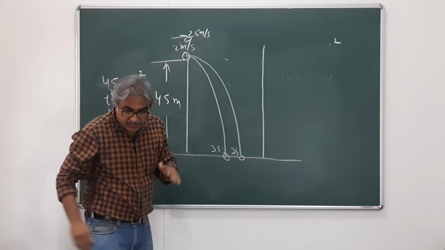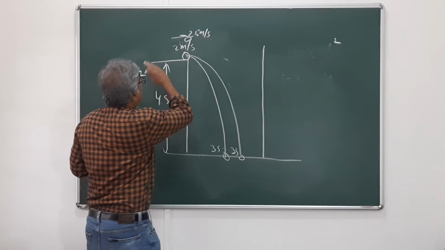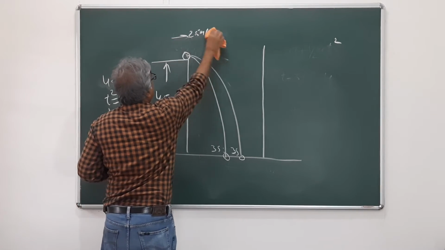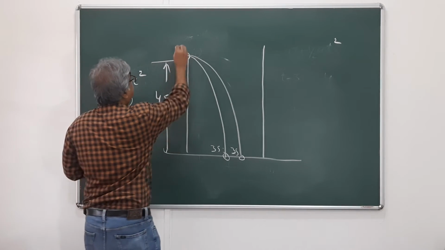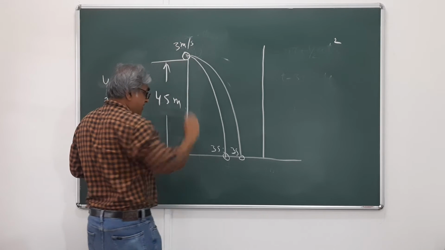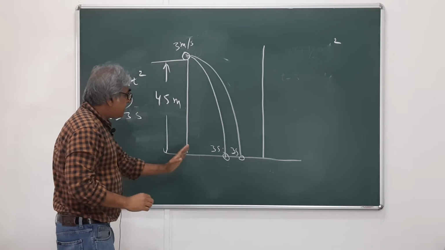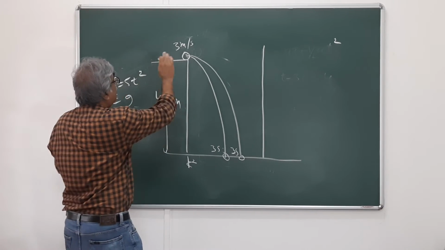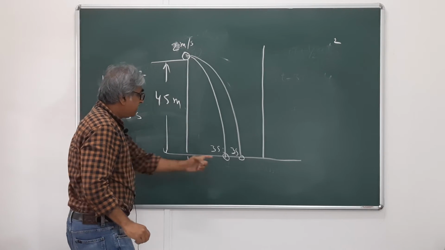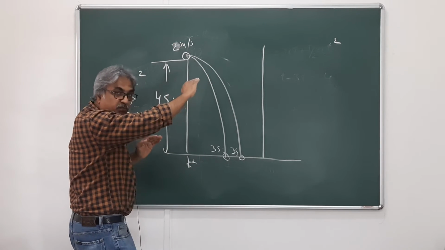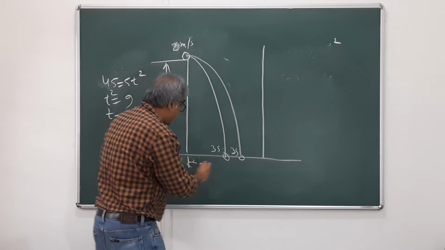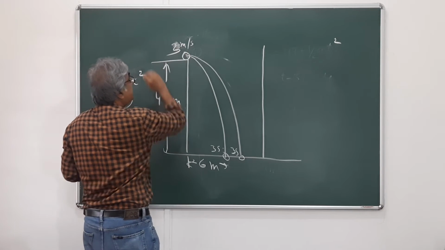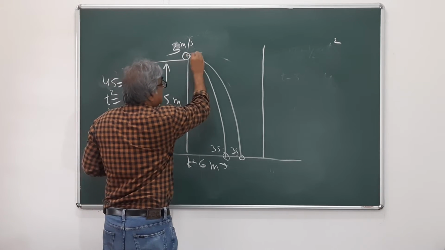Let's increase the velocity and say that we throw this ball at 3 meters per second. By the way, before doing that, if this is taking 3 seconds, what is this distance? Because this first ball was thrown at 2 meters per second, the horizontal velocity is 2 meters per second and the time is 3 seconds, so this distance is 6 meters.